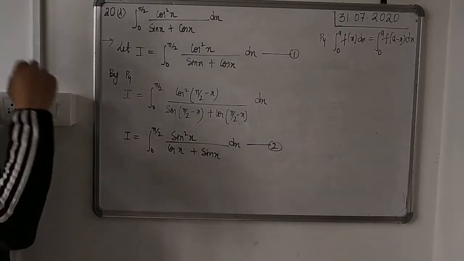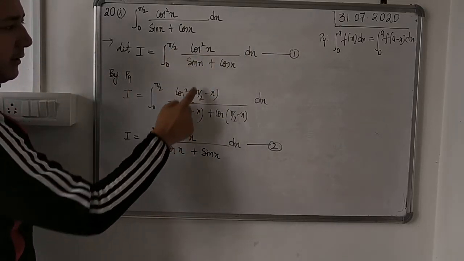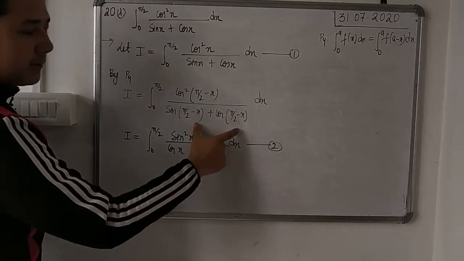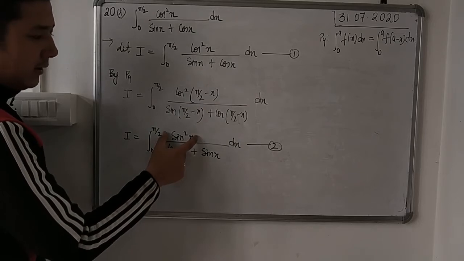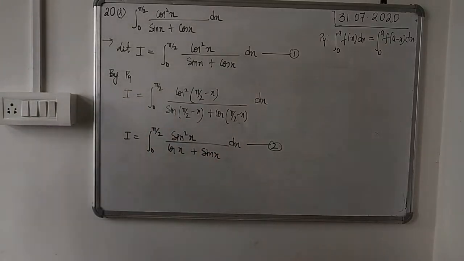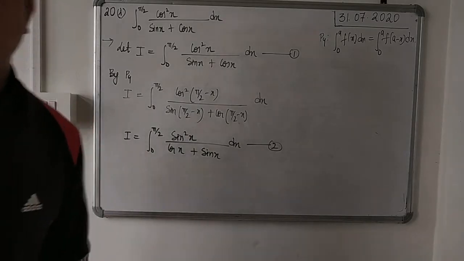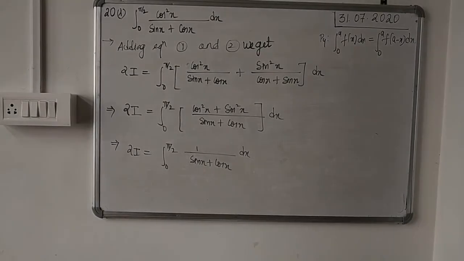The same, so by property 4, wherever it is x, it will be pi by 2 minus x, pi by 2 minus x, pi by 2 minus x. Now cos 90 minus theta is sin theta, sin 90 minus theta is cos theta. Now what to do? Adding equation 1 and equation number 2. Pause the video and note it down. Alright, so when we add equation number 1 and equation number 2, what we'll be getting is this step.